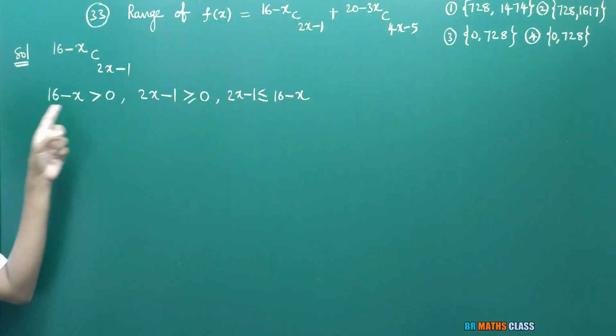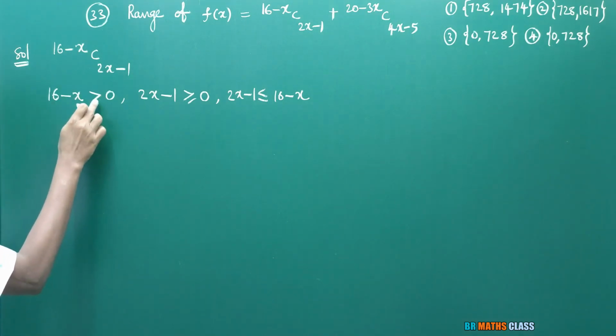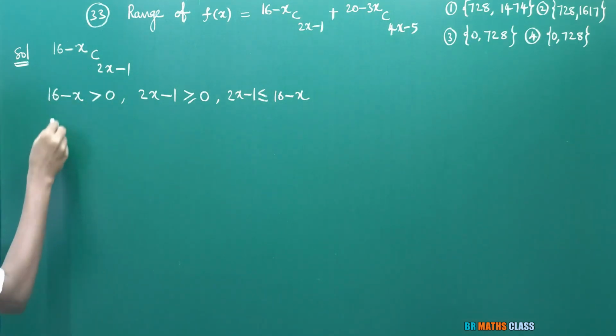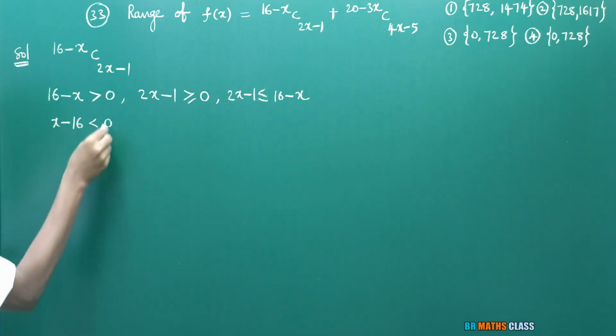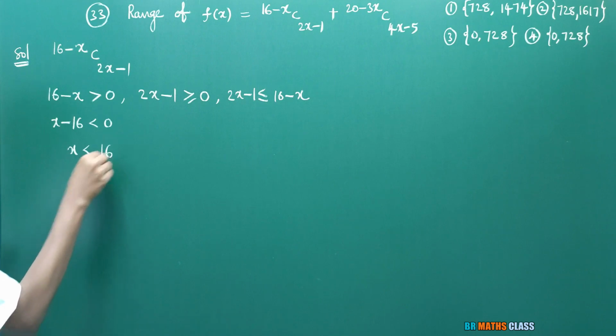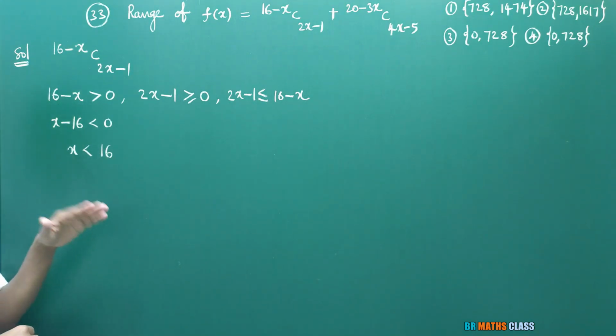To get x values, for this inequality I'll multiply with minus. If I multiply with minus, the inequality sign changes. This greater than changes to less than. So 16 minus x will become x minus 16 less than 0. You take 16 to this side, you will get that x is less than 16. So what you need to know here: x is a natural number and x is less than 16. Keep that in your mind.